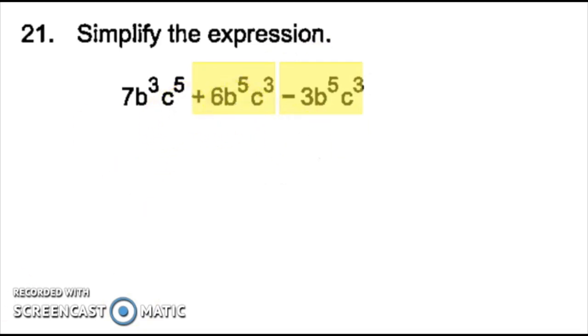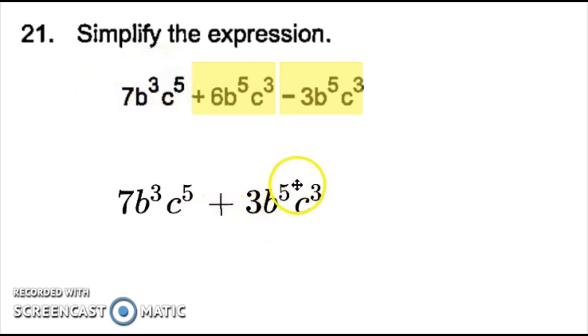So you just add or subtract the numbers in front. Here we have 6 minus 3, so that will give us 3. So your answer is going to be this 7b to the third, c to the fifth, plus 3b to the fifth, c to the third. That's number 21.